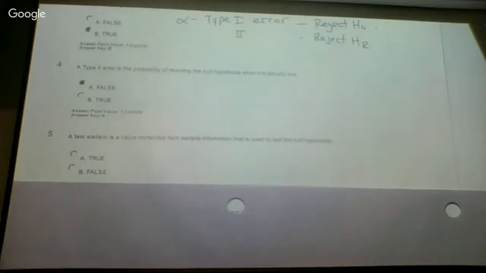4 down, 160 some to go. 5. A test statistic is a value computed for.